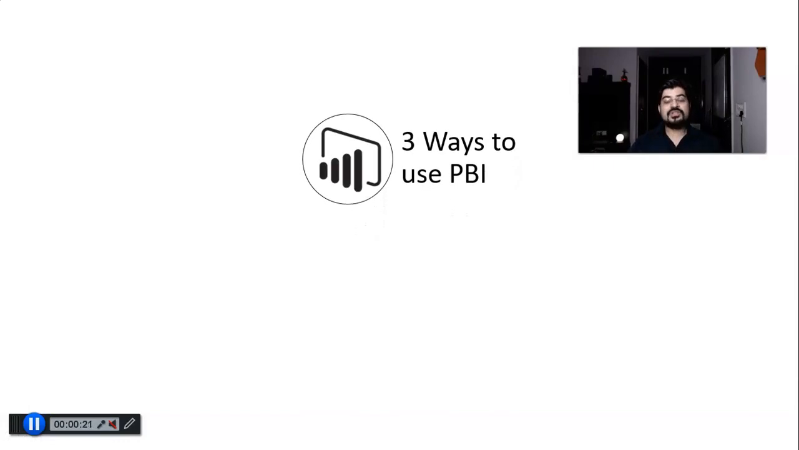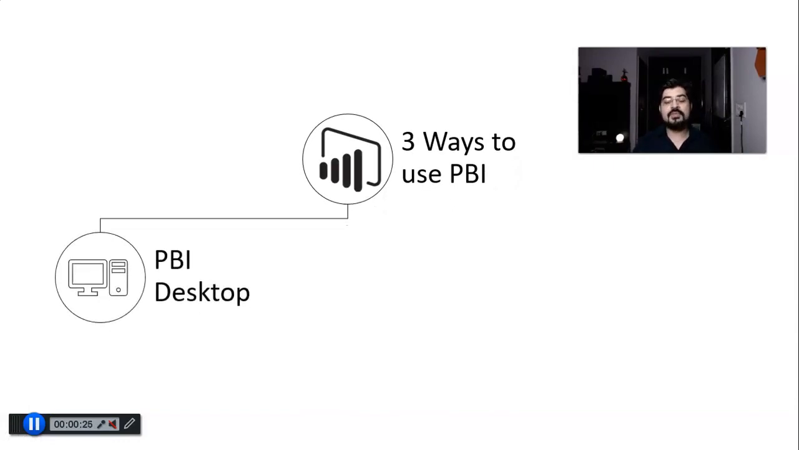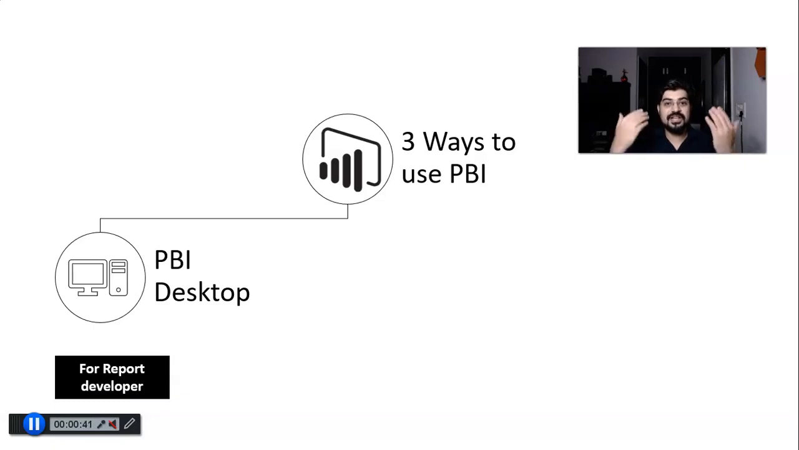So we'll be talking about 3 ways to use Power BI. Very interesting. The very first way to use Power BI is the Power BI Desktop application. Now, note it, this is an offline program, which you need to download on your machine and use. Very important, this is actually for the person who is a report builder, just like you or me. We are going to build an entire report, modeling everything.